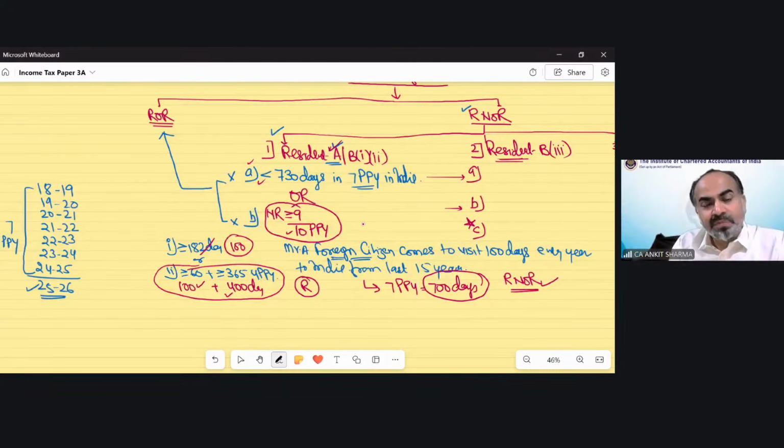Like we have written down 7 preceding previous years over here. So now for this condition B, we have to check 3 more years: 17-18, 16-17, and 15-16. So condition A was saying that in these 7 preceding previous years, you should be in India for less than 730 days. If this does not fulfill, then what does condition B say? Now condition B says, out of these 10 preceding previous years, you should have at least 9 years of non-resident status.